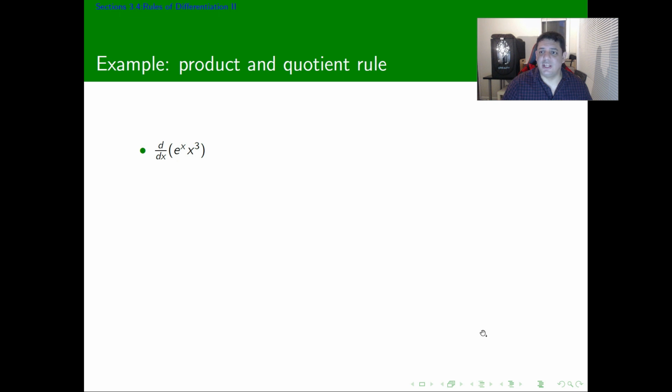Now, let's check some more examples for the product rule and the quotient rule. So let's check the derivative of e to the x cubed, the derivative of 5x minus 2 over square root of x, and the derivative of x squared plus 2x plus 3, and what happens if we actually do higher order derivatives.